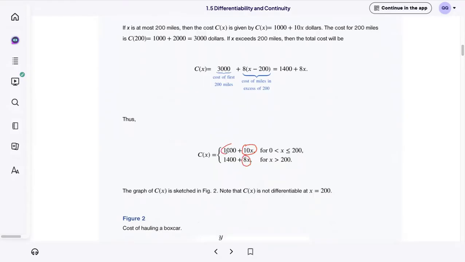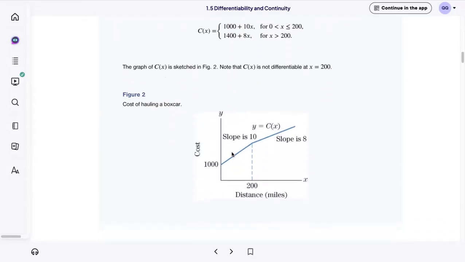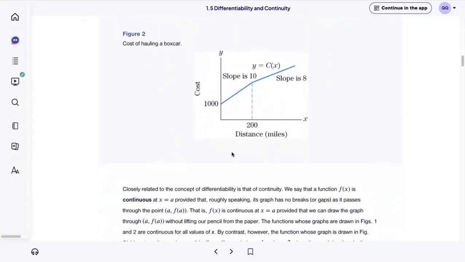And the one-time charge for less than 200 is 1,000. For more than 200 it is 1,400. This is just a one-time handling charge. So we make these piecewise functions. Then now we can graph, because each one is linear. We need 2 points, maybe a checkpoint, to graph it.